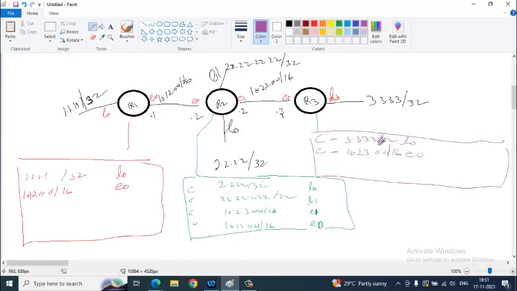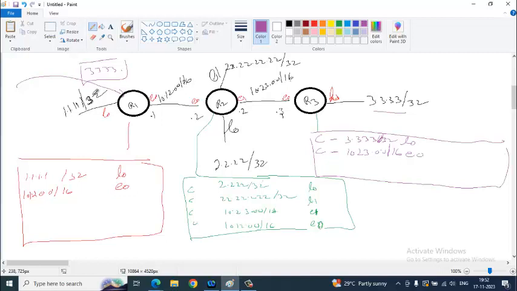Now, if someone tries to reach 3.3.3.3 from here, let's say someone is sending traffic, and the destination of the packet is 3.3.3.3. Now, the router cannot forward the packet. Why? Because the router doesn't know where 3.3.3.3 is. So either you need to write a static route or enable a dynamic routing protocol. Our aim is to write a static route.